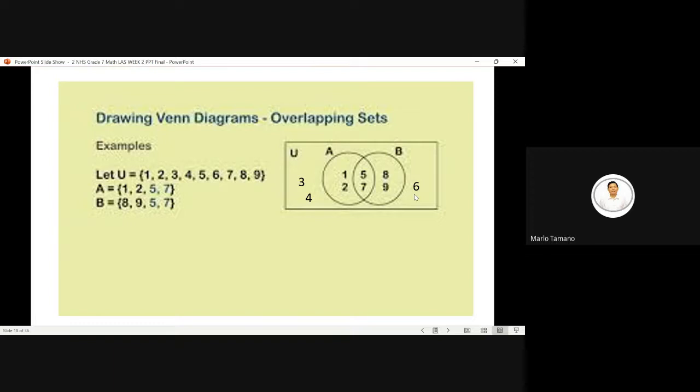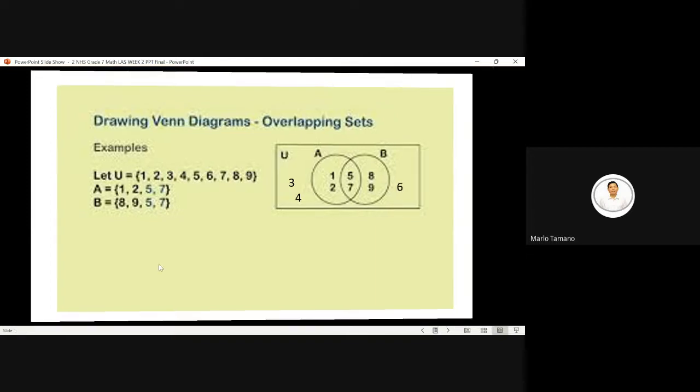Aside from the elements of A and B, they are also elements of set U. So what are the elements of this universal set? We will give it completely: 1, 2, 3, 4, 5, 6, 7, 8, 9. All of these are elements of the universal set. Okay, so what are the elements of set A only? 1 and 2. What are the elements of set B only? 8 and 9. What are the elements which are common to sets A and B? 5 and 7. Okay? So, ano yung mga elements na wala sa sets A and B? These are 3, 4, and 6.